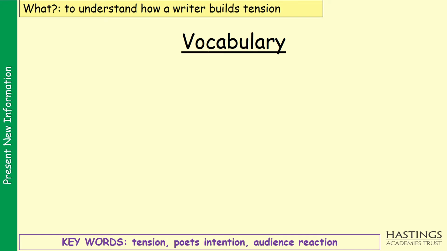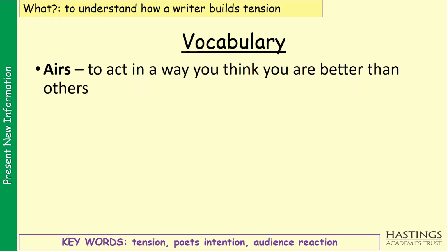A few words I want to go through before we start reading through the rest of Act 2. Airs. So this is said twice in the bit that we're going to be reading. The first is by Sheila, and the second is by Mrs. Birling talking about Eva Smith. So airs means to act in a way that you think you're better than others.